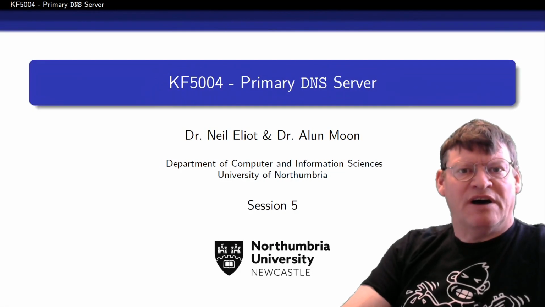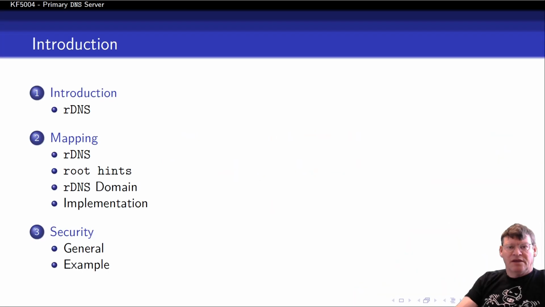Welcome to session 5. In this session we're going to take our primary DNS server and start looking at how we can put in something called rDNS, or reverse DNS. We're then going to look at how we put the records in, then deviate a little and look at root hints. We've mentioned them a few times, so let's clarify what they are, where they come from and how they're managed. Then we're going to look at how we build our rDNS.